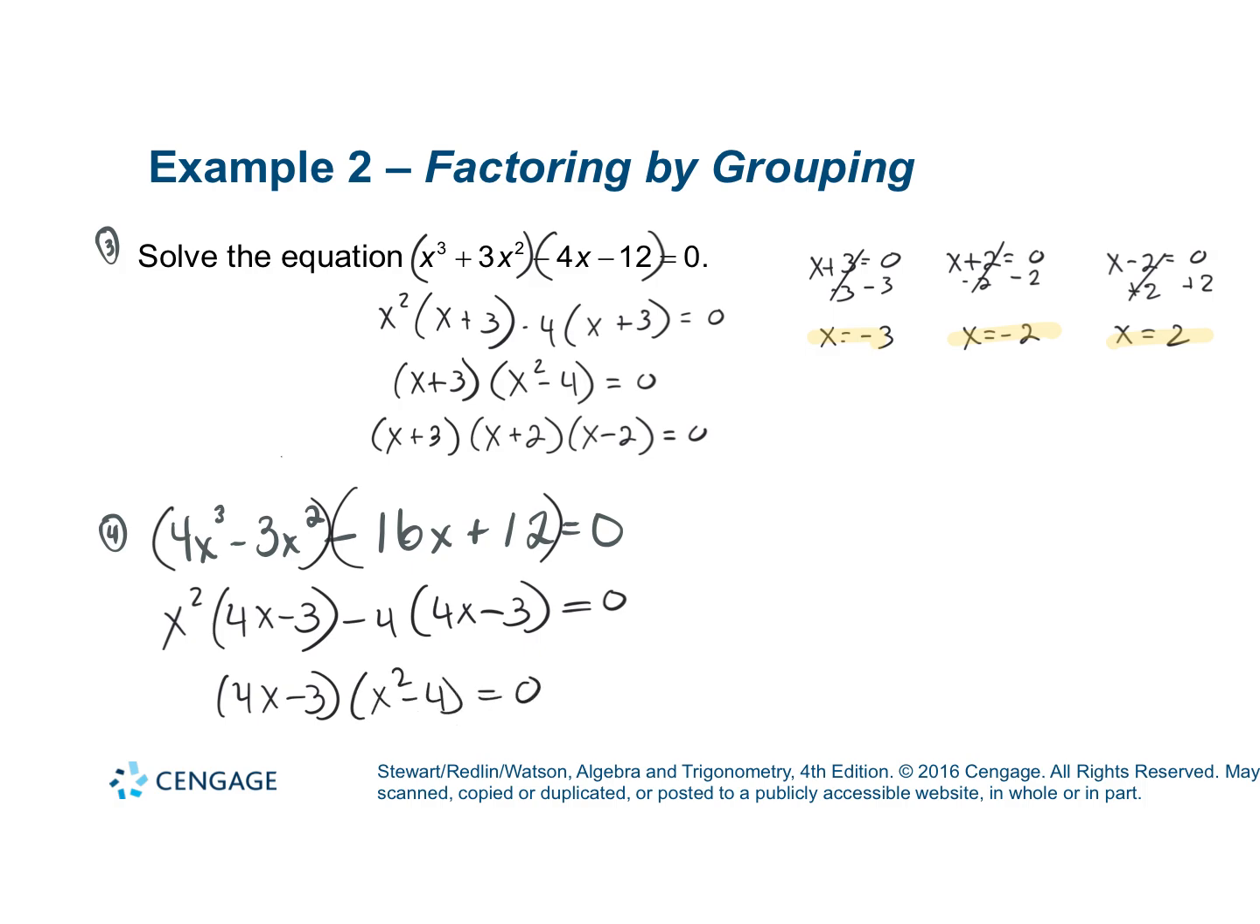Again, I'm going to break up the x squared minus 4. So I'm left with 4x minus 3, and that breaks into x plus 2, x minus 2 equal to 0. So I can set up all the parentheses equal to 0.